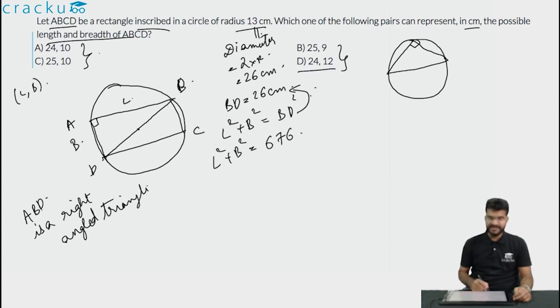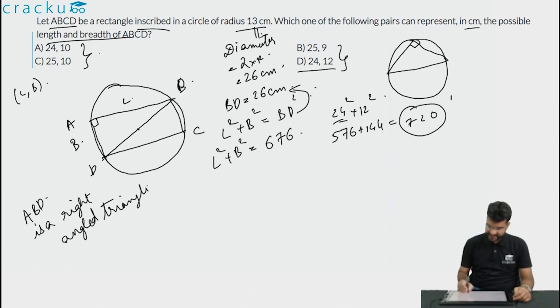Let us start with D. 24 square plus 12 square: 24 square is 576, plus 12 square is 144. So the sum of the squares will be 720. So this is not the answer, because we need the sum of the squares to equal 676.